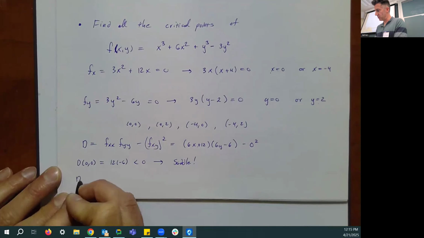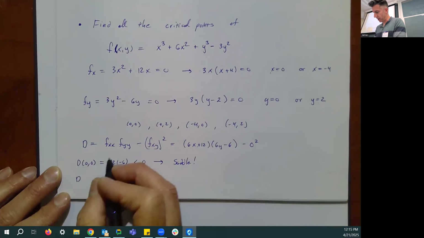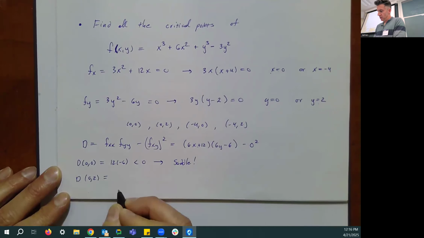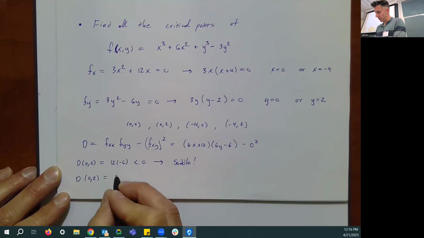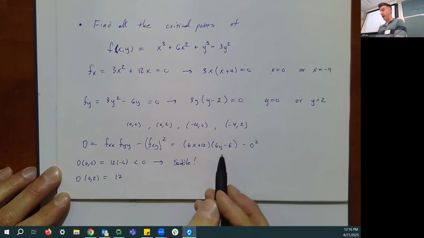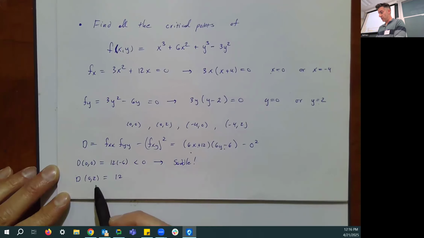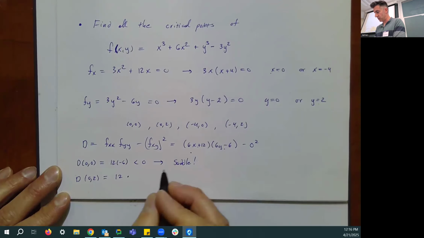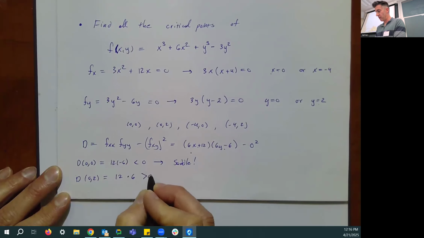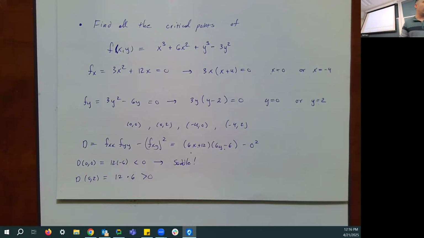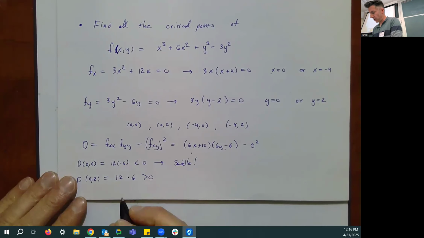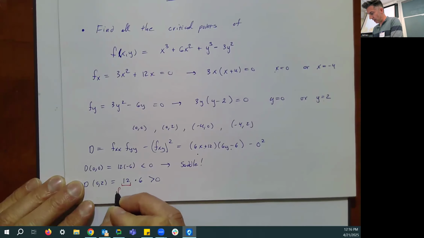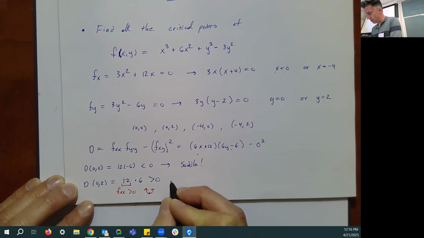If we plug in the next one, 0 for x and 2 for y, we're going to get 12. Notice how I didn't multiply this out again. I just left fxx as 6x plus 12 and fyy as 6y minus 6. I'm just plugging in. For the 0, 2, I'm getting 0 plus 12, which is 12. And for y, I'm getting 12 minus 6, which is 6. That's going to be positive, which means you have a maximum or a minimum. To figure out which, we have to look at either of our second partials. We see that fxx is positive, meaning we're concave up, meaning we have a minimum.